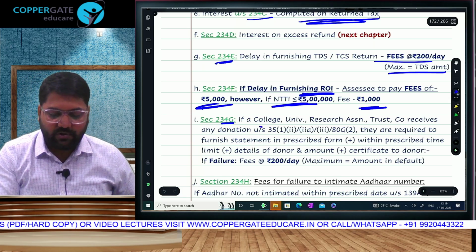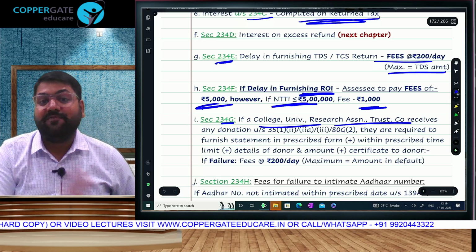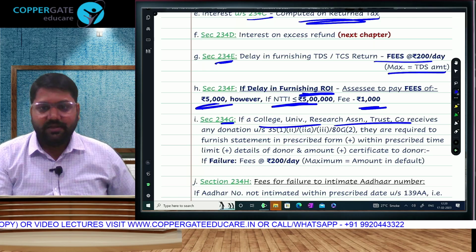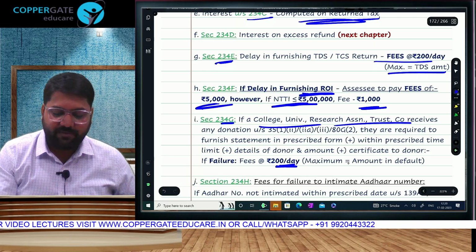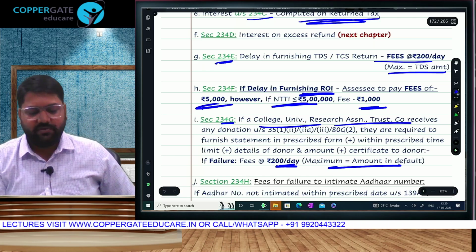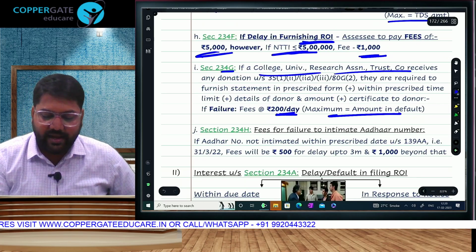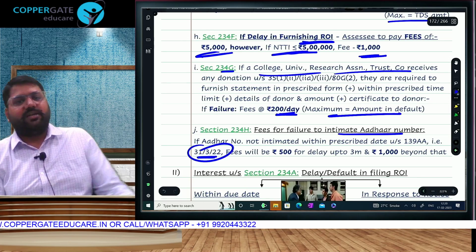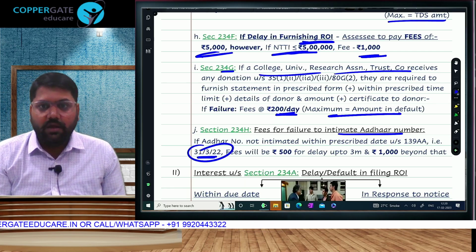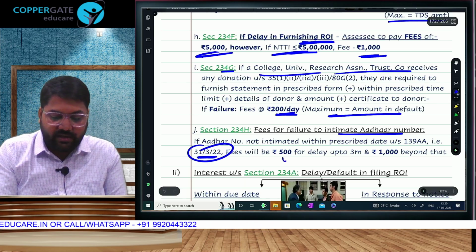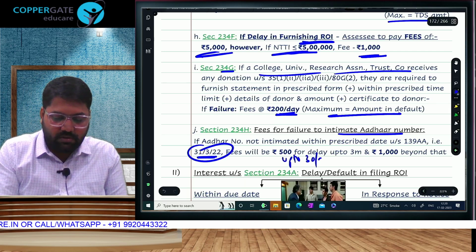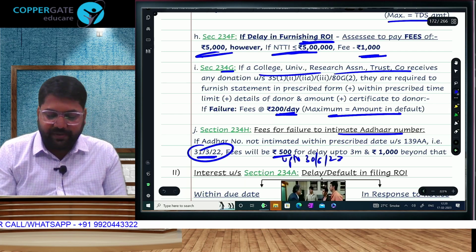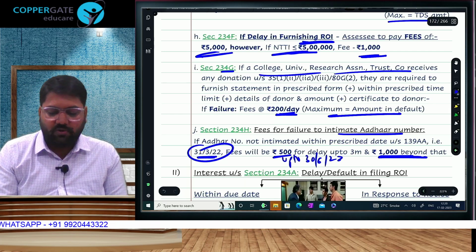Then 234G, college, association, university has to give details of the donors. Here also same as TDS, TCS, 200 per day, but maximum to the extent of amount in default. 234H, failure to link PAN and Aadhaar. You had to link finally up to 31st March 22. That date is gone. If you link up to 30th June, that is delay up to 3 months, 500 rupees. And if you link beyond that, 1000 rupees.